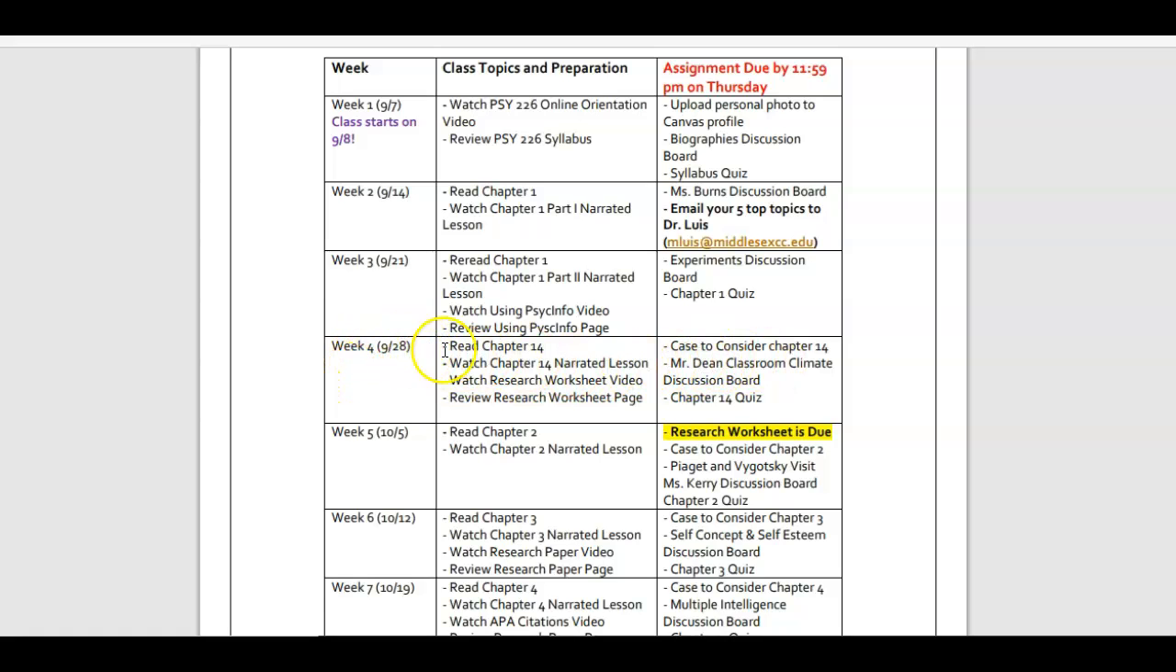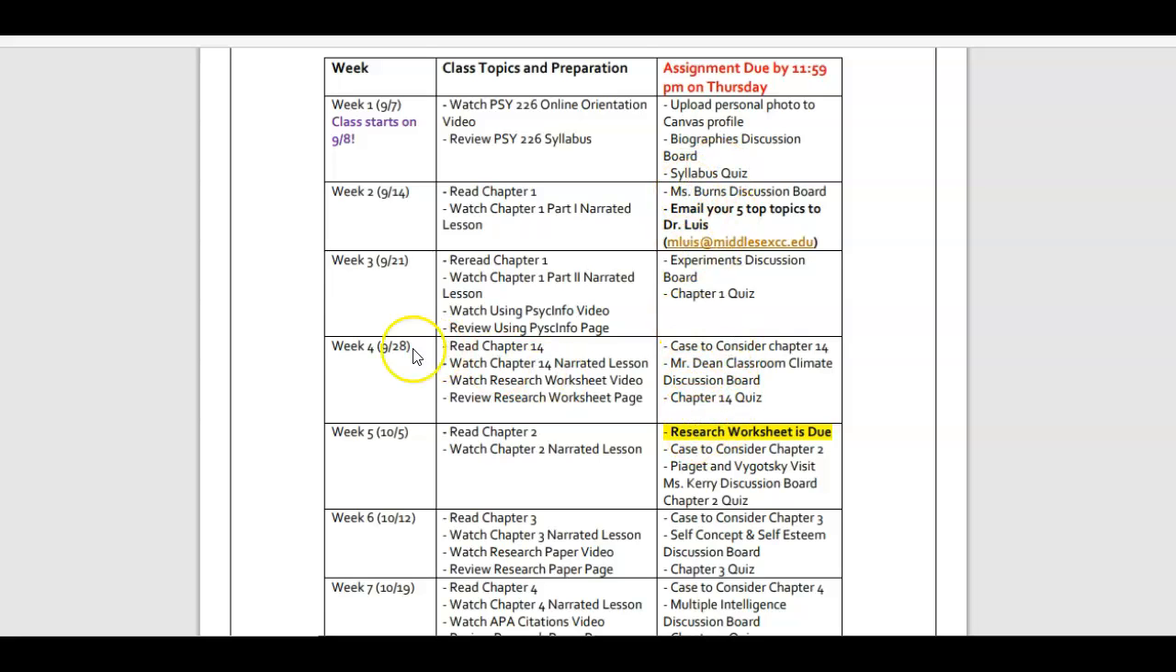All right, so for week 4, you would be reading chapter 14. You would be watching the narrated lesson, which I'll go over in a few minutes. You're also going to start preparing yourself for an assignment that's due the following week. As you can see during week 5, we have something due here called a research worksheet. So you would start to prepare and use those resources to help you with that. And here's the page, another resource to help you with that assignment.